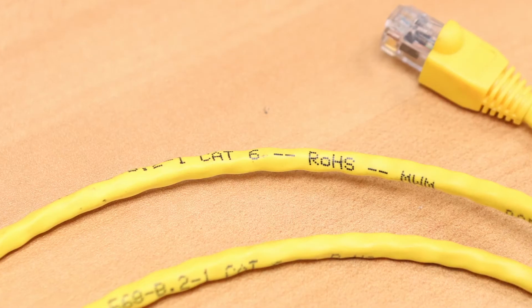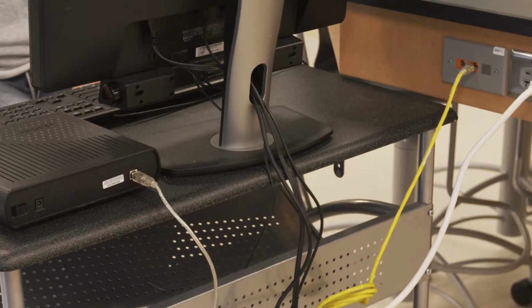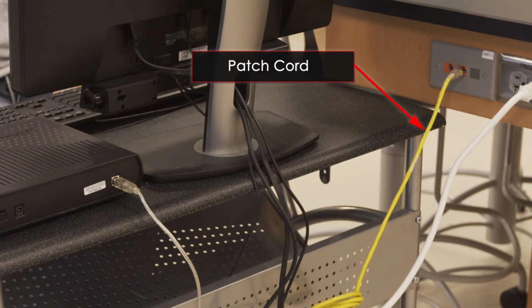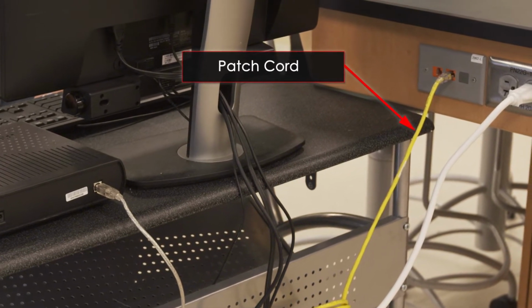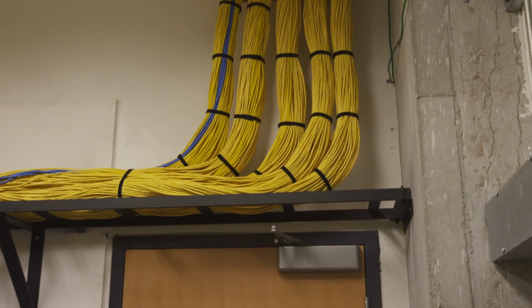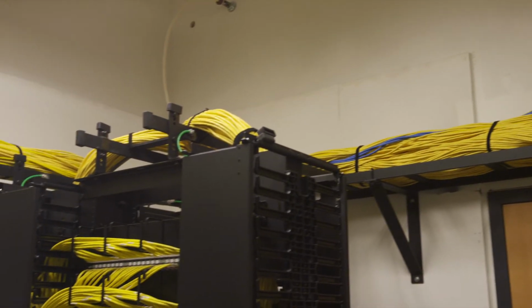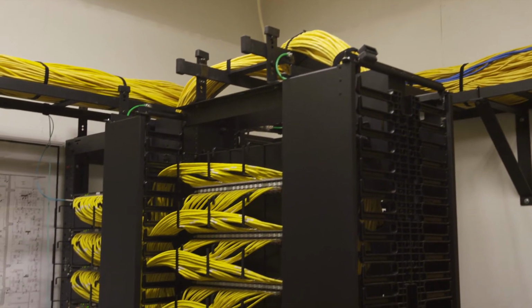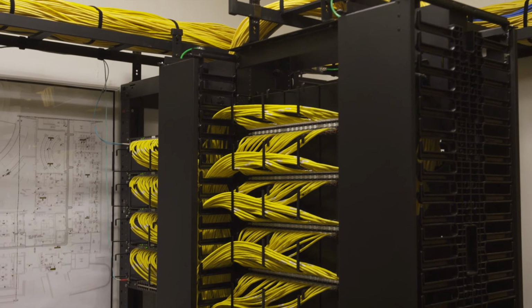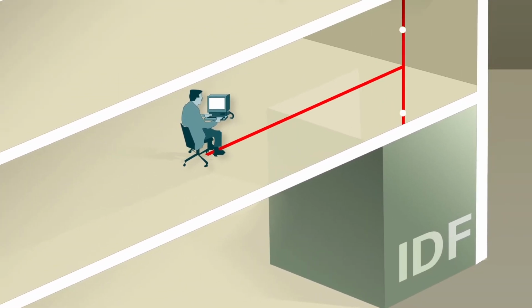Most desktops at USF are connected over Category 5E or Category 6 copper cabling. You can see that this desktop has a patch cord running from its Ethernet network interface card to a nearby wall jack. The cabling for this wall jack runs through the ceiling back to a wiring closet. We call this room an Intermediate Distribution Frame, or IDF. This room serves as an aggregation point for all of the copper cabling from desktops in the surrounding area. IDFs can serve desktops on the same or different floors.